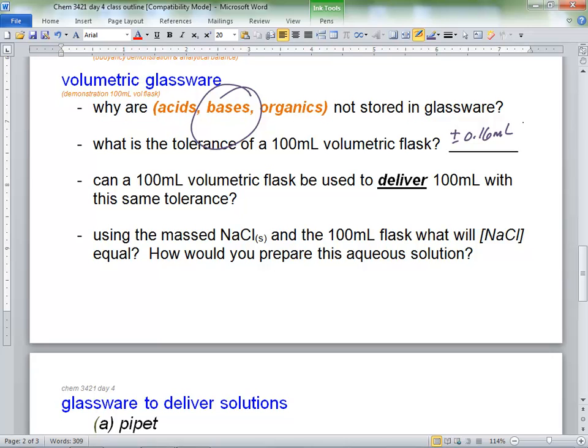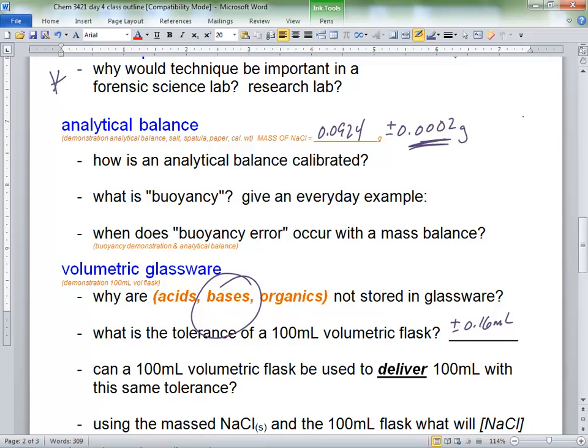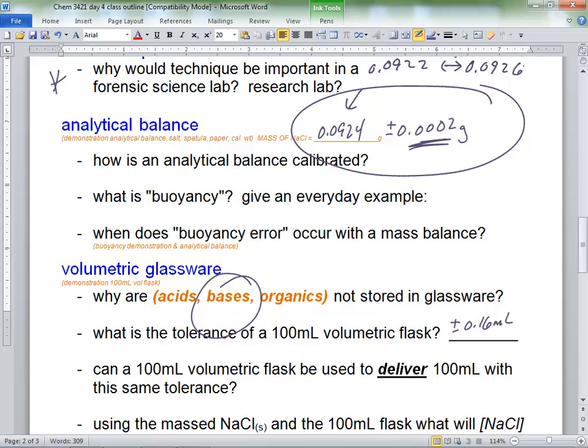So it's the error. Good question. The tolerance is the error. It's kind of like when we wrote the mass of this number. We're trying to say that whatever number you wrote, this number really is somewhere between 0.0922 and 0.0926. You really don't know where it is. It's somewhere in between those two with a 90-some percent probability. We'll get into confidence intervals later, but that's what it means.